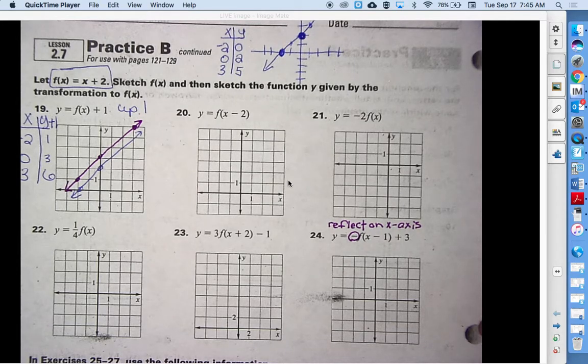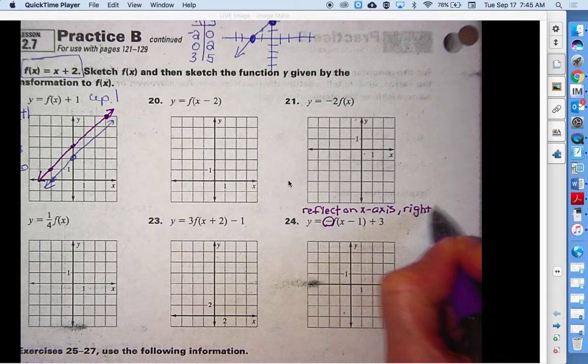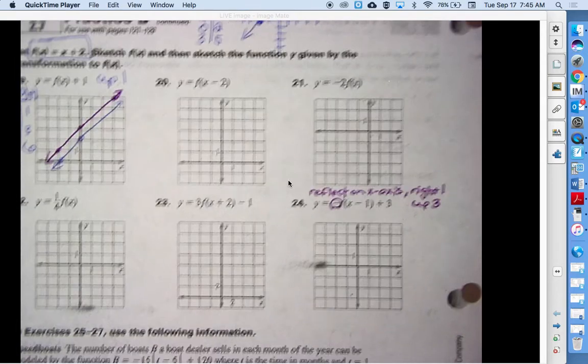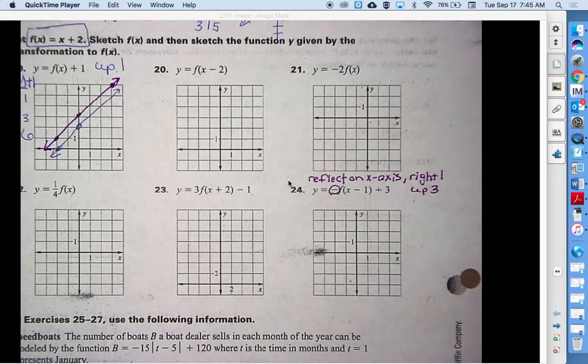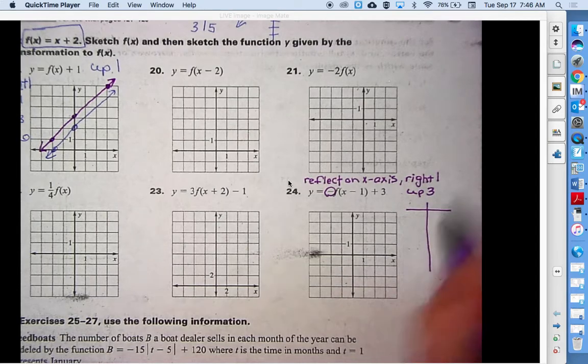And even if you said reflect down, flip down, any of those words are fine. But if a graph is going up and it has a negative, it's now flipping down. And then he also said it's going to go right 1 and up 3. And that's just looking at the equation starting on the left side with the negative sign and then moving to the inside of the parentheses and then that last piece. So looking at that, describing how the graph moves, we can make our table or our little T-chart.